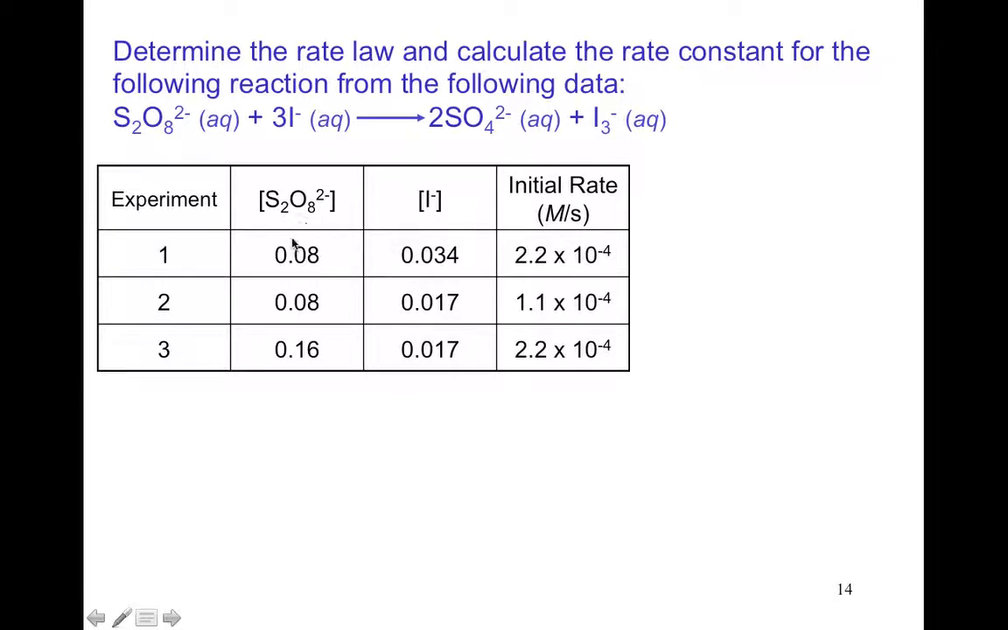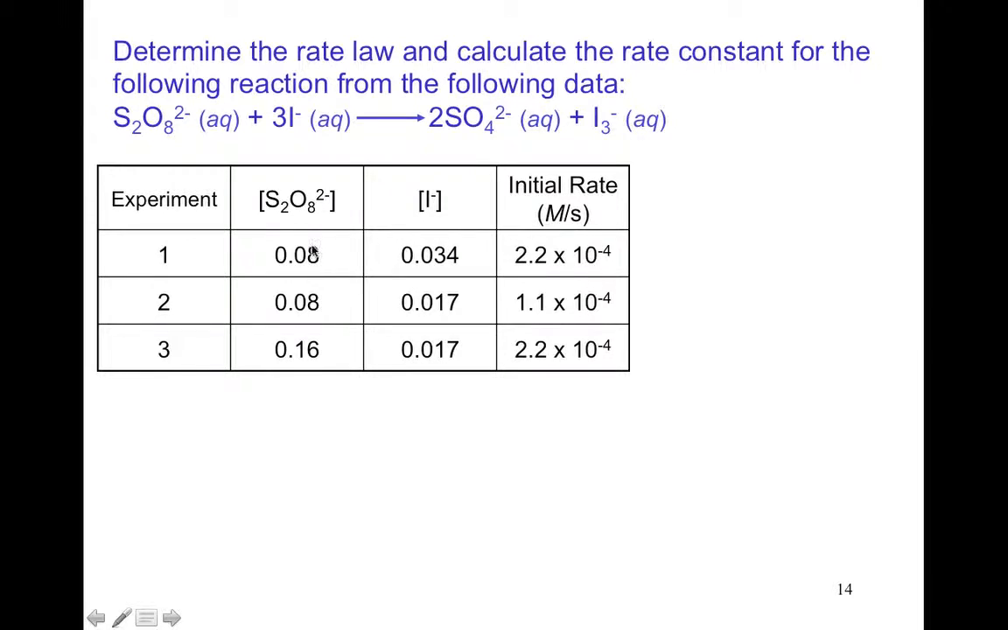So you can look at this and say, okay, let's do what we did last time. We keep S2O8 concentrations the same. We cut iodine in half. We cut the speed of our reaction in half. So hopefully you know that I is raised to what power? The first order, right? You say, okay, we take iodine, we cut it in half.